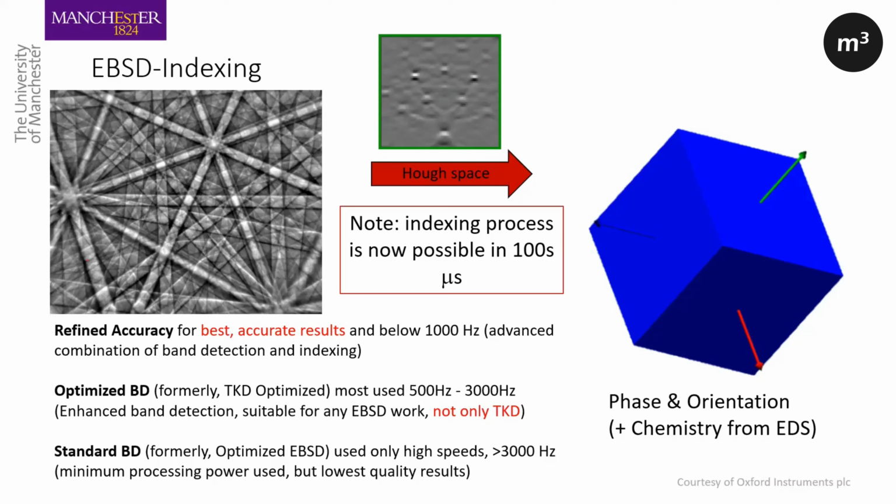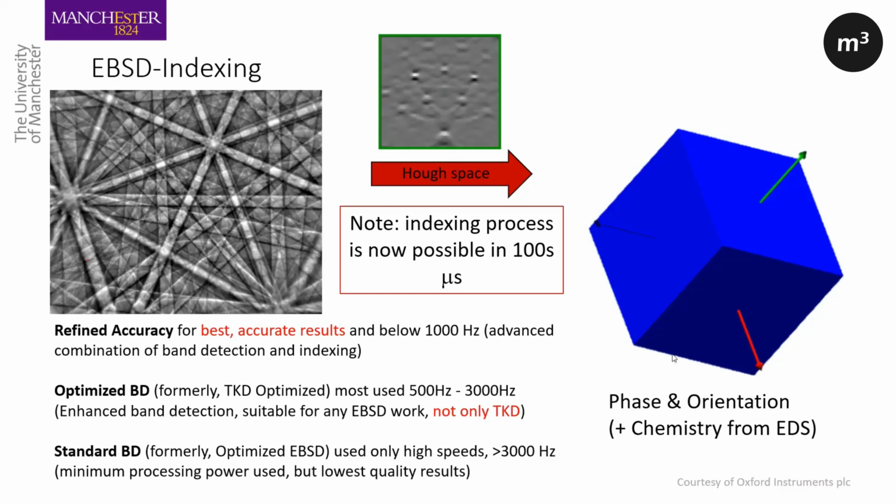Optimized band detection, which was formerly known as TKD optimized, is much faster indexing, but still good accuracy. It's not just for TKD. If you're using the older version, which is called TKD optimized, it's actually for any EBSD work. And then there's standard band detection, or optimized EBSD in the older software versions. And this is to achieve really high speeds, maybe not so accurate, but really high speed, because it's got minimum interaction with the band detection, so calculation time.